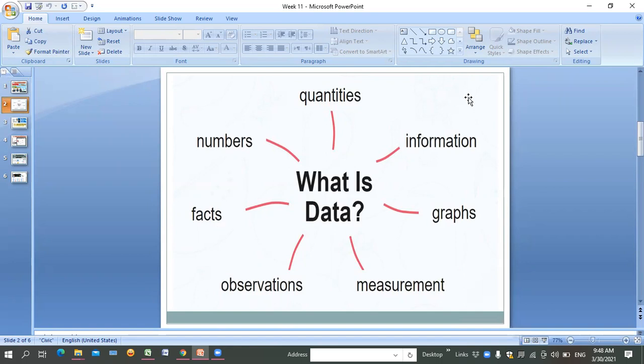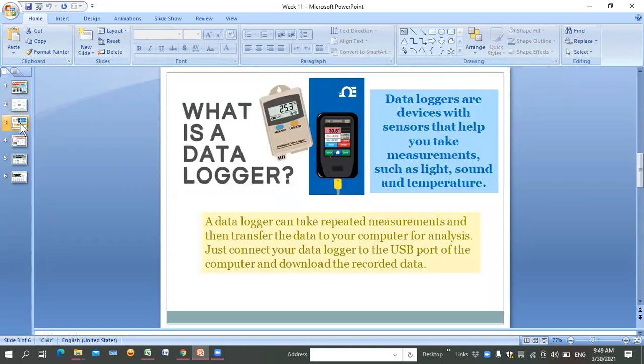Information like what? It can be information about yourself. Information can be in the form of numbers, text, or a graph, or any type of graph. This is the meaning of data. Data is any kind of information. Now, we are talking about data loggers. What is actually a data logger?